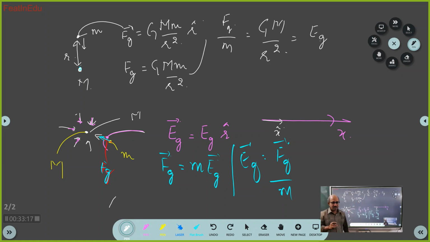What you didn't understand? This is Fg by m, why do we take? Why did we take means I did mathematical manipulation here. I mathematically manipulated. Then see, when I did this, what did I do? I took this m this side. Fg by m. I brought this m from right side to left side.